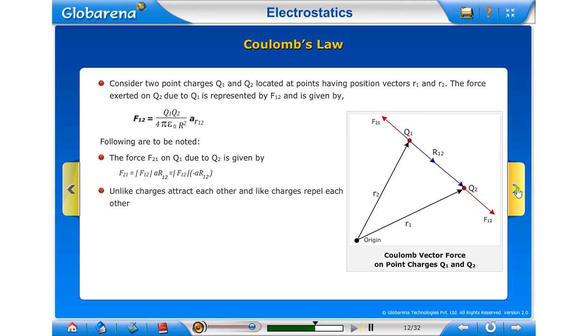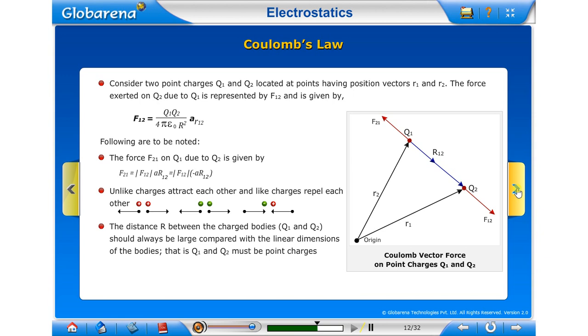Unlike charges attract each other and like charges repel each other. The distance r between the charged bodies Q1 and Q2 should always be large compared with the linear dimensions of the bodies, that is, Q1 and Q2 must be point charges. Q1 and Q2 must be static, at rest. Signs of Q1 and Q2 must be considered for sure.